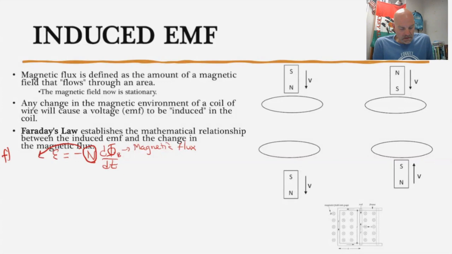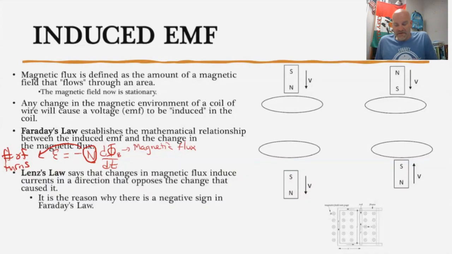N is the number of turns, especially if this was a solenoid. You would need to know how many turns are there in the solenoid. Then you have to address that negative sign, and that negative sign is addressed with Lenz's law. It says that the change in magnetic flux induces currents in a direction that opposes the change that caused it. So Lenz's law is the reason why there is a negative sign in Faraday's law.